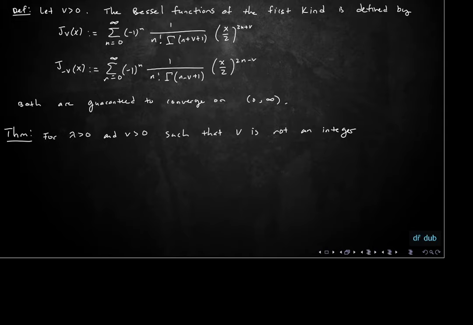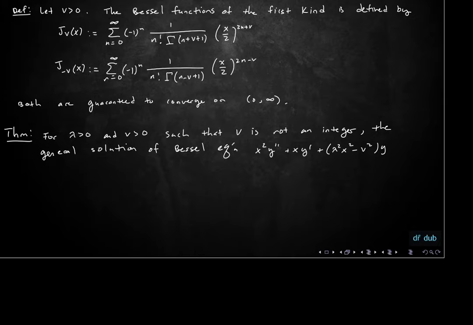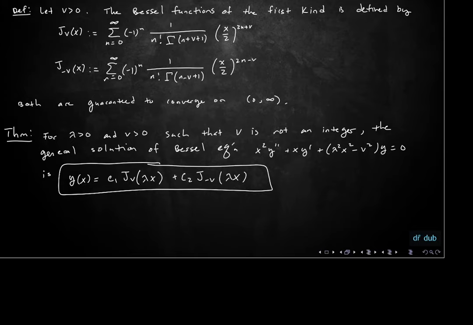the general solution of the Bessel equation x squared y double prime plus x y prime plus lambda squared x squared minus v squared y equals 0 is y of x equal to c1 J sub v of lambda x plus c2 J sub negative v of lambda x. So that is our solution to the Bessel equation.